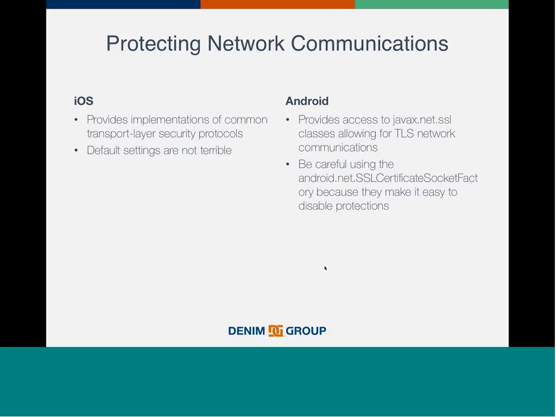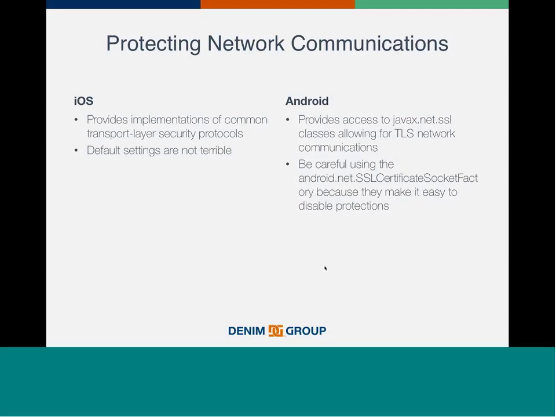You can also protect network communications. In an iOS environment, they provide implementations of these common transport layer security protocols. And again, in my humble estimation, a lot of the default settings are not terrible. I don't necessarily want to say they're great, but the default implementations when you make requests out do a pretty good job of saying, if I find a certificate that is unsigned or that is expired, the default behavior is going to be to raise an exception or raise some sort of an error unless you explicitly go in and program around that.